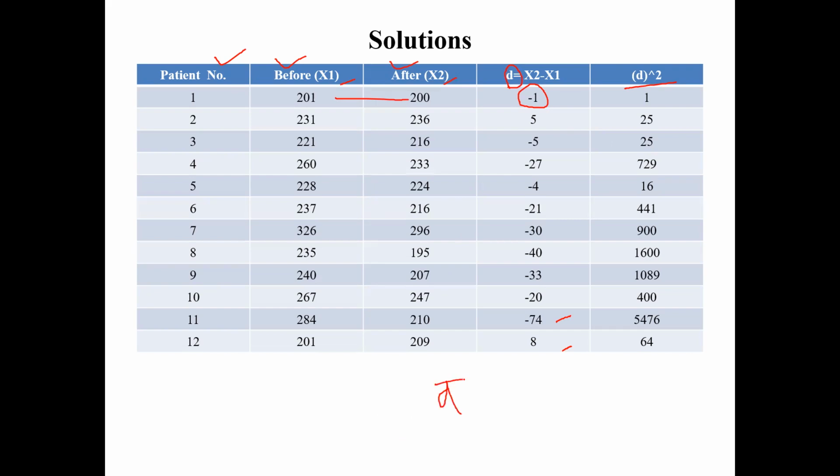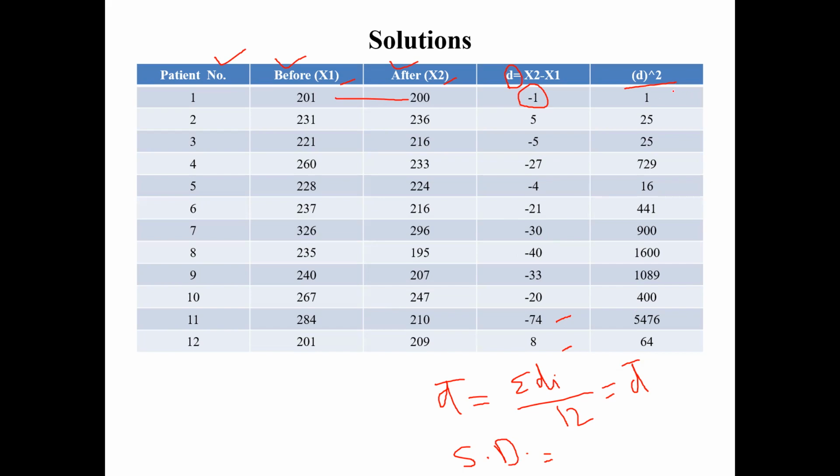So how will we calculate d bar? We can calculate d bar by summing the whole di column and dividing by the number of observations, which is 12, and we can find the value of d bar. But for the standard deviation, we have a different formula, so you can create the table according to the formula you apply.